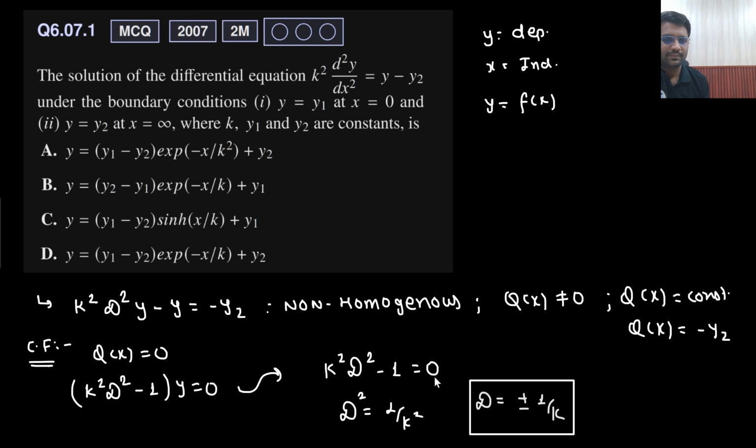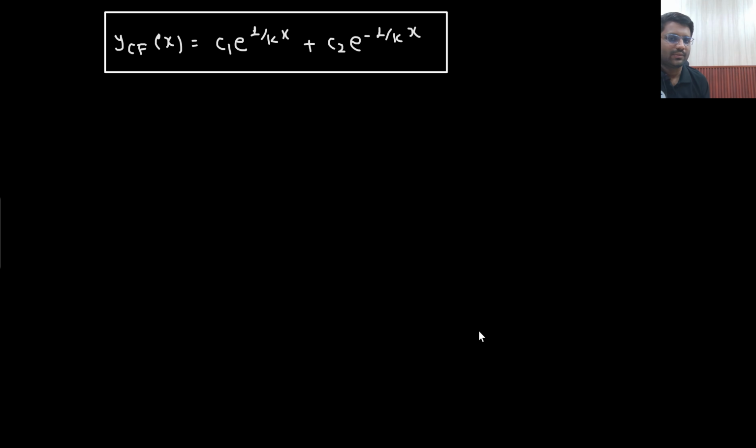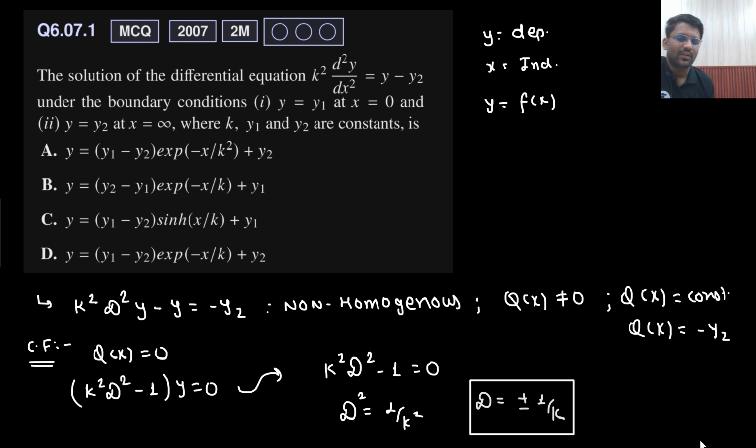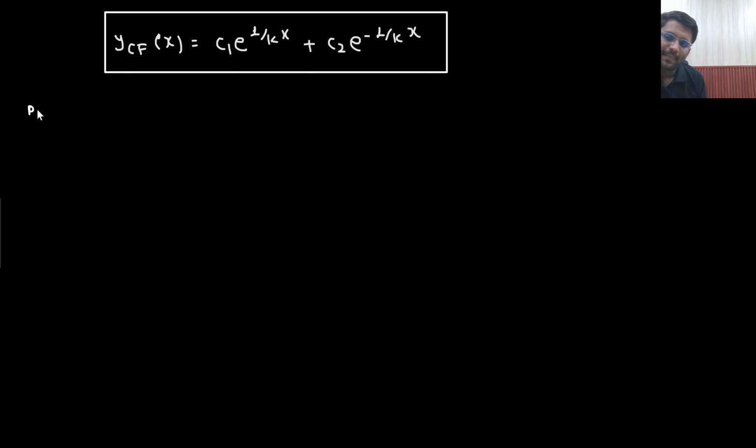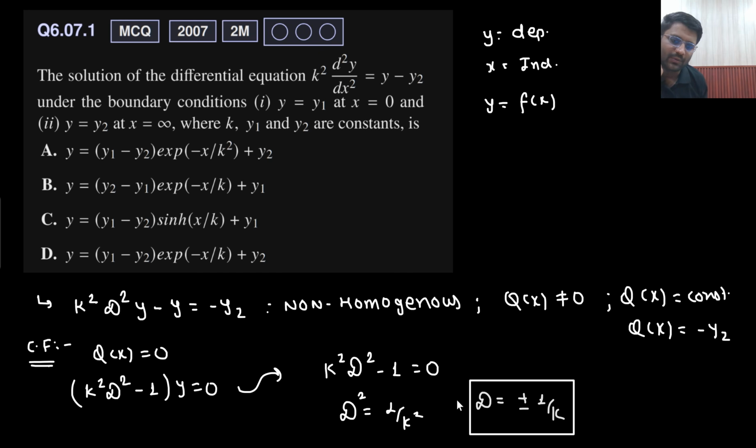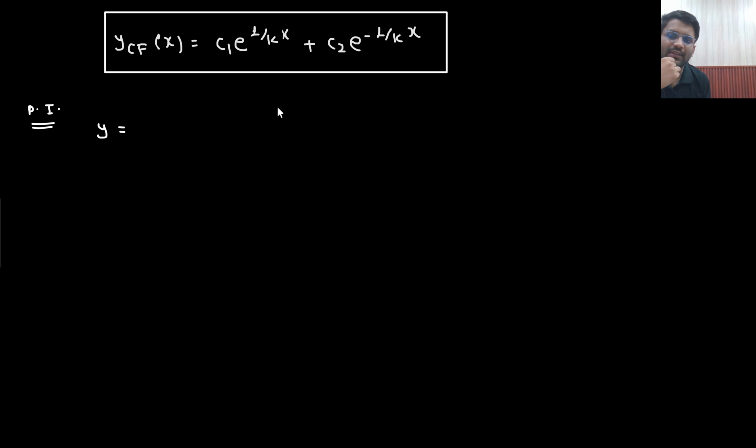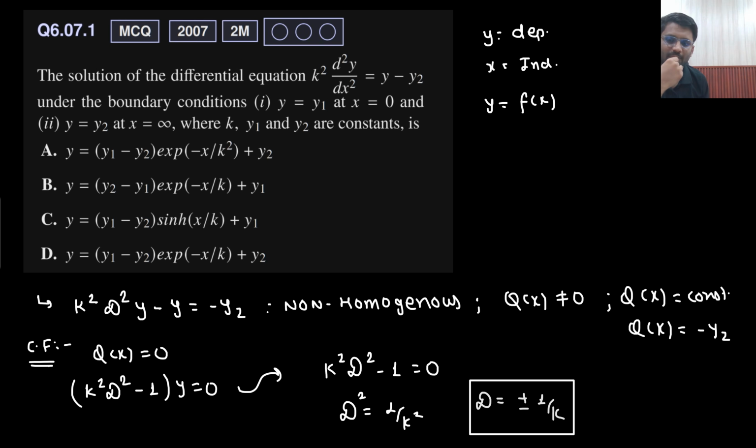Okay. Is that understandable to you? No issue with the CF? Absolutely no issue. What we need to find out now? We need to find out PI. So for PI, what I will do? y is coming common. This time my q of x would not be equal to 0. My q of x would be simply equal to minus y2.